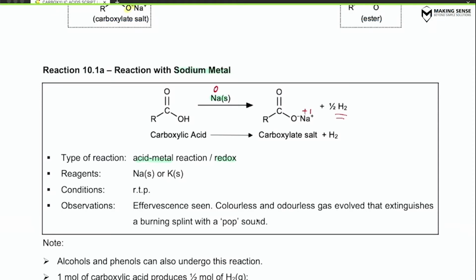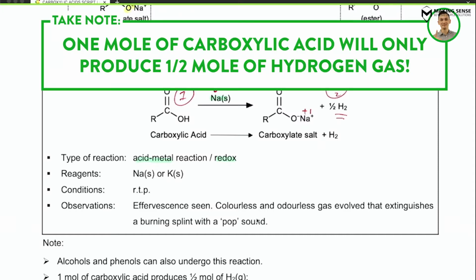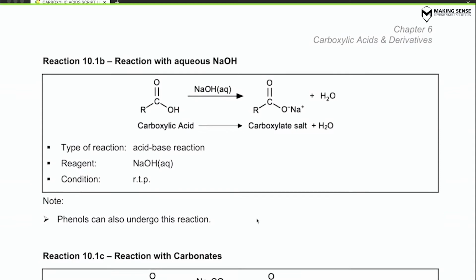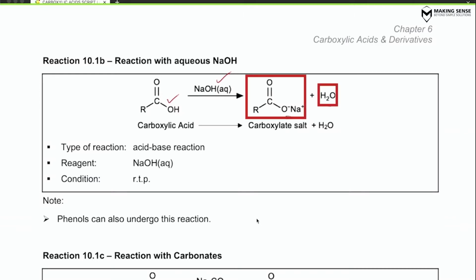Now, one thing to be mindful of is really the mole ratio between the carboxylic acid and hydrogen. So you do notice when they react together, 1 mole of carboxylic acid actually produces half mole of hydrogen gas, not 1 mole of hydrogen gas. All right, that's 10.1a. Now, if you look at 10.1b on the next page, now this is a classical acid-base reaction. Right, so you can see this is just an acid reacting with a base. So every time acids and base react, what do they form? Salt and water. Exactly, yeah. So you have here salt as well as water, okay?